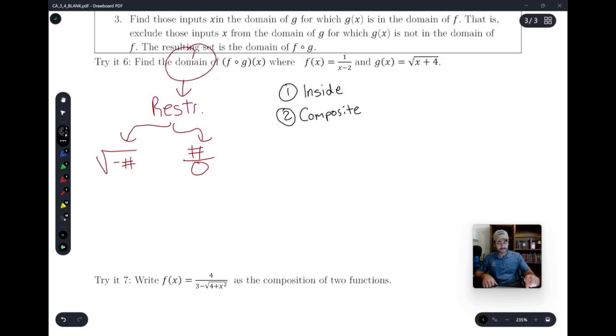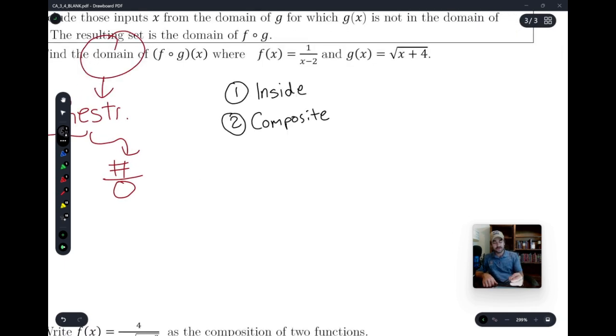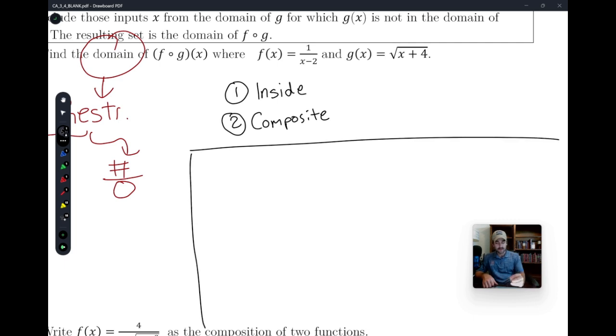So we are going to check the inside function first. I'll do the problem inside of this box. f of g of x is what it asks us for the domain. And so we're going to check the inside function, check g of x. So let's do the g of x domain.